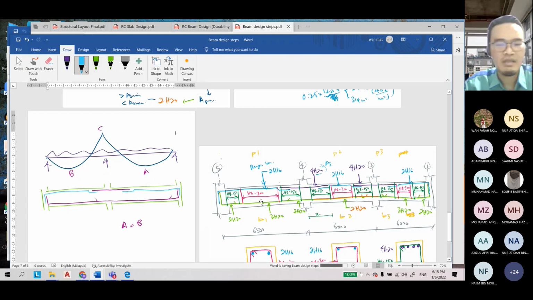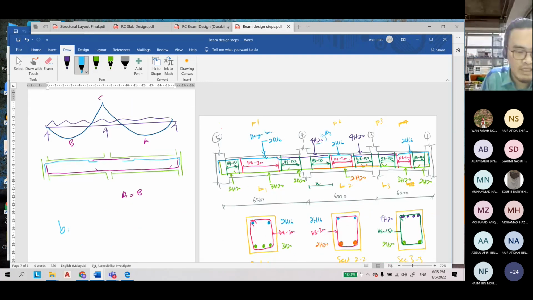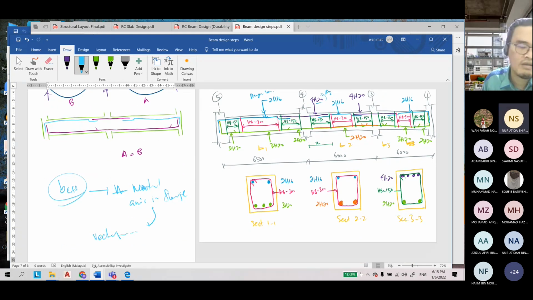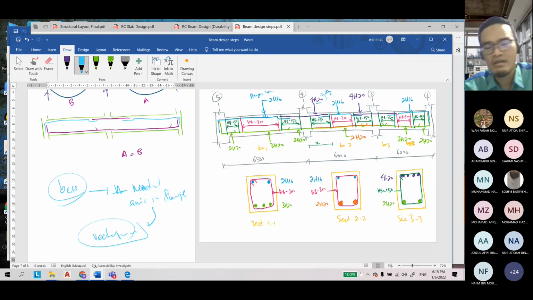Tu tak payah kira yang BEF tu. Ini yang banyak buang masa saya tengok. Banyak calculation ambil kat situ. So tak payah. Sebab by the end of the day, dia punya moment tu, dia punya neutral axis, dia calculation neutral axis in flange. So bila neutral axis in flange, so you just design for rectangular. So buat je lah rectangular. Okay?